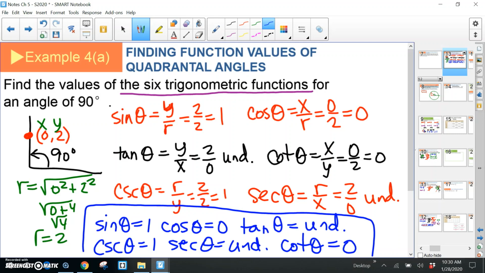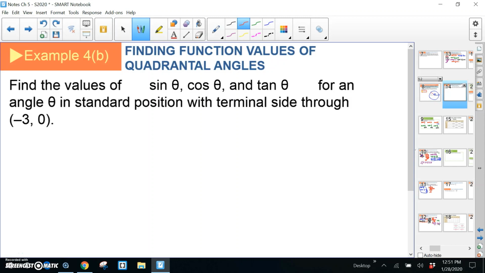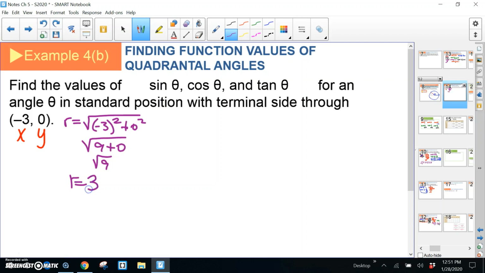There you go. Find sine theta, cosine theta, and tangent theta for an angle theta in standard position with terminal side through this point. So again, it's the same thing. They've given me an x and a y. I'm going to need to find r. Square root of 9 plus 0. Square root of 9 is 3. So we've got r equals 3. So we've got x, we've got y, we've got r. We should be able to find any of the 3 trig functions that they asked about.